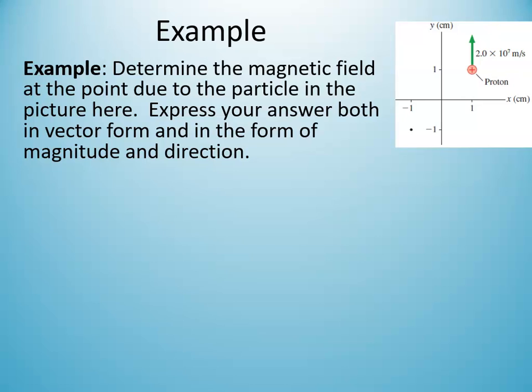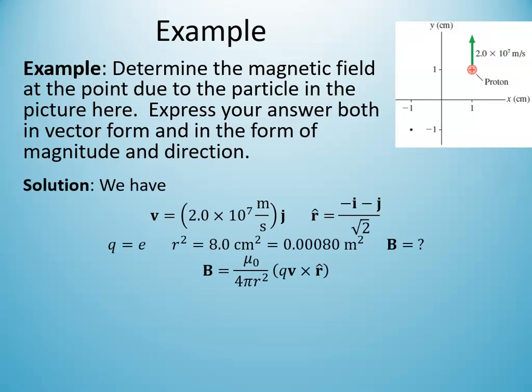Okay. Now, another example. Here's one where we're going to need to use the vector form of the equation. Determine the magnetic field at the point due to the particle in this picture. Express your answer both in vector form and in the form of magnitude and direction. Okay, well, our v vector, so this proton is moving in the positive j direction toward the increasing value of y. This is a normally oriented xy plane. So v vector is 2 times 10 to the 7 meters per second j hat.